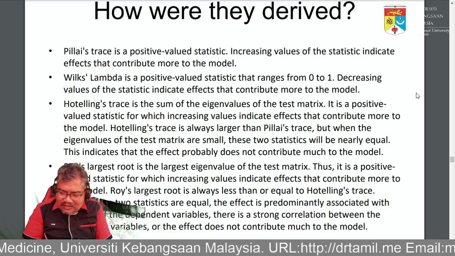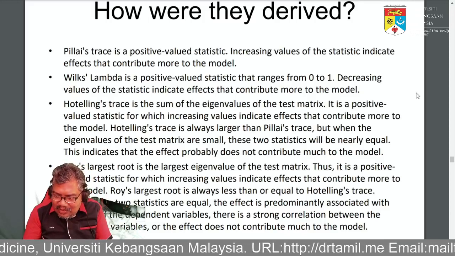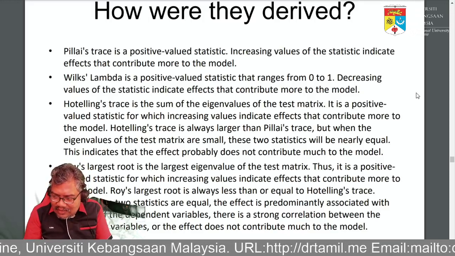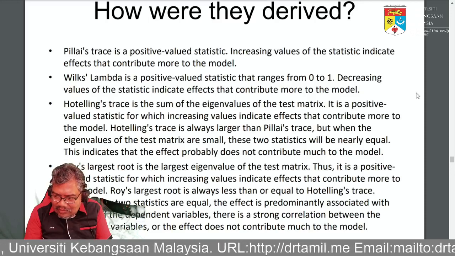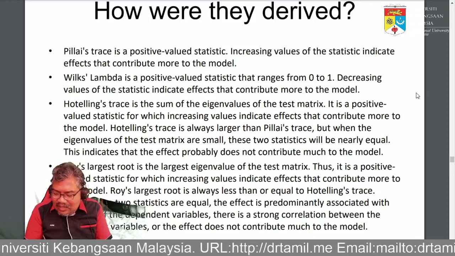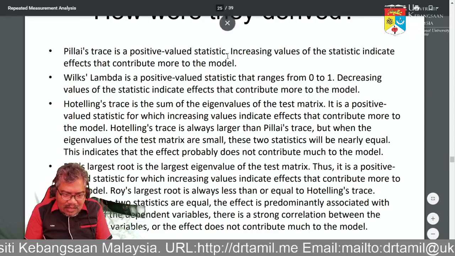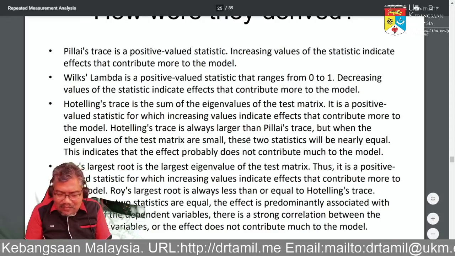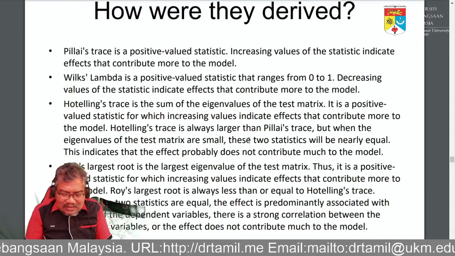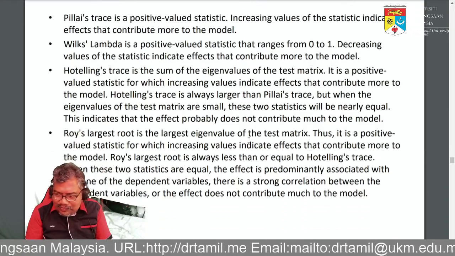So that's the summary of the explanation about the 4 different tests. So we got Pillai's trace, Wilks' lambda, Hotelling's trace, and Roy's largest root. Nice, but for us, we are just interested in which one to use.